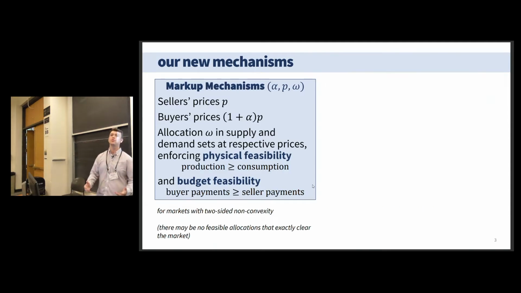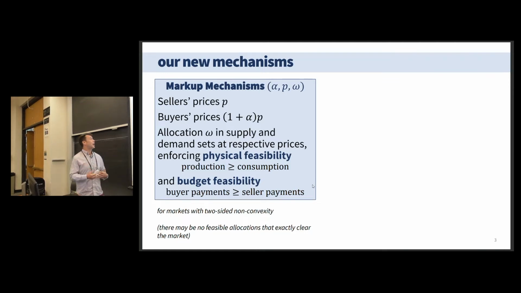And so we introduced two new families of mechanisms in this paper. Our first mechanisms are what we call the markup mechanisms. In these mechanisms, sellers are going to be facing a price vector P, and then there's going to be a markup, a positive real number alpha, such that buyers face a slightly higher price, 1 plus alpha times P.